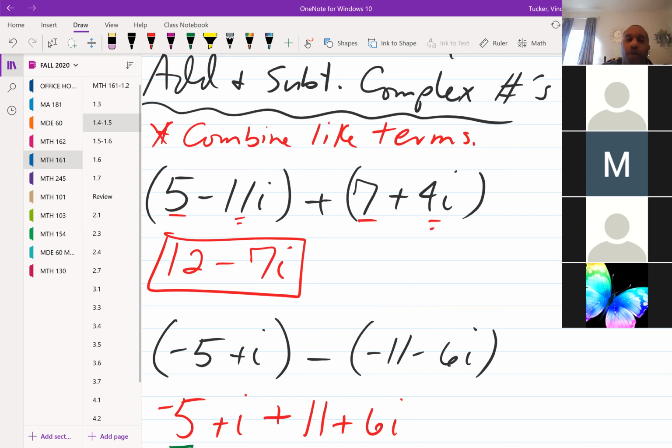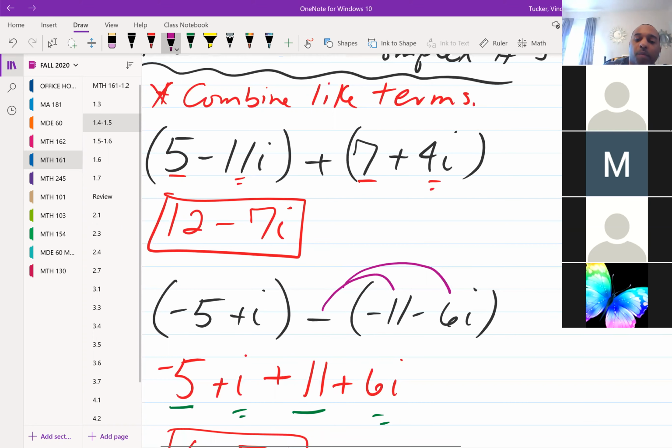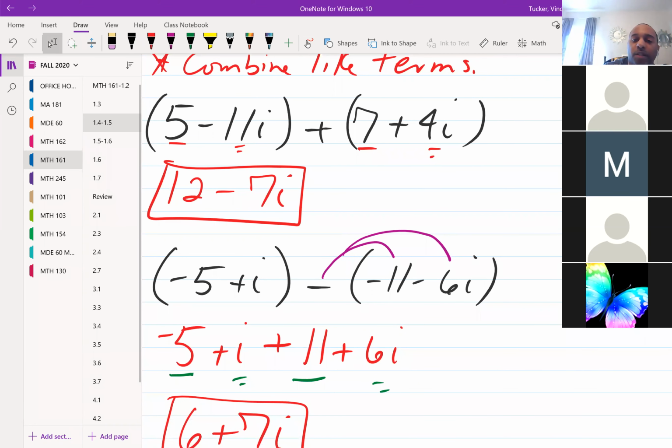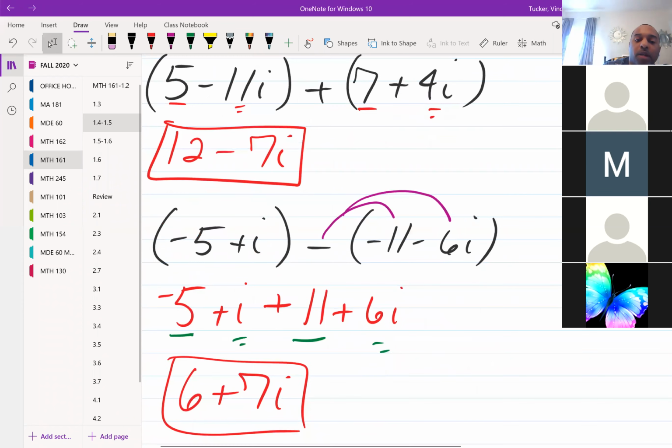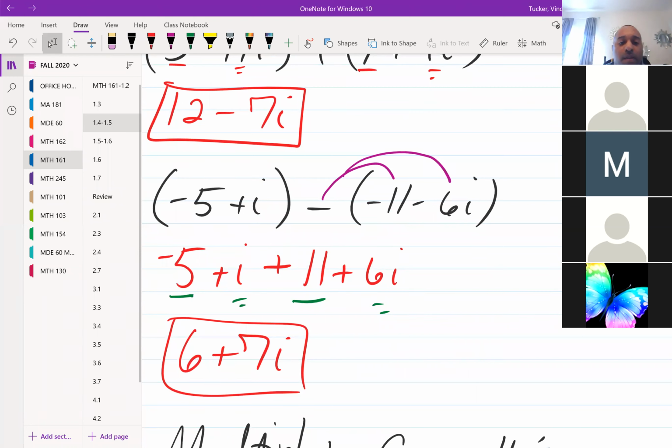Then when it comes to subtraction, don't forget to distribute this negative first to each term in the parentheses. So that'd be negative 5 plus i plus 11 plus 6i. It changes the sign of each term. And then combine your like terms, negative 5 plus 11, and then positive 1i plus 6i. So you'll get 6 plus 7i.